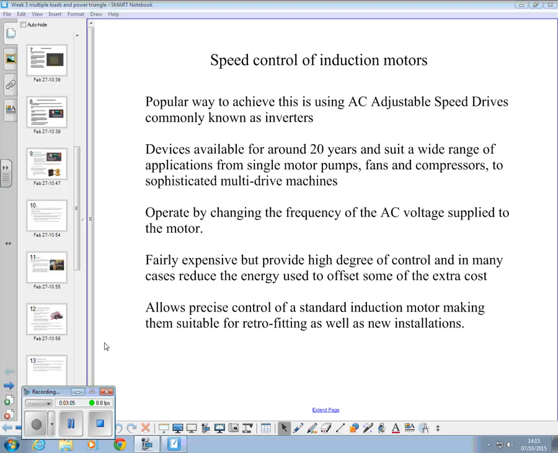So the way the inverter works is to use electronics to produce a sine wave that we can vary the frequency of. It's fairly expensive to provide a high degree of control. In many cases, it reduces the energy used, which offsets some of the extra cost. So it's the installation costs that are the issue, and again, we'll come back to that along with some other disadvantages later. But it does allow the precise control of a standard induction motor.